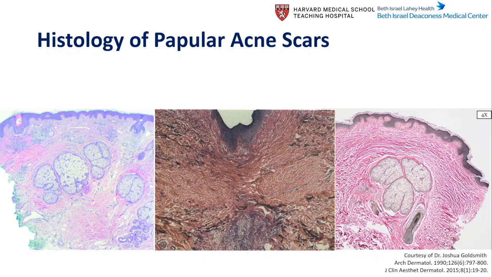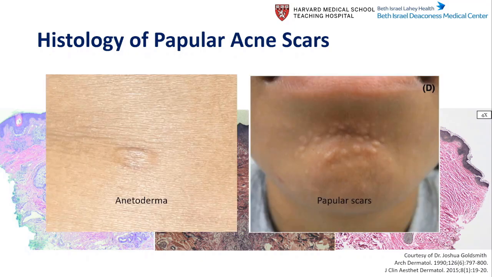The middle and the right side are Verhoeff-Van Gieson stain. You can see under the papular component, there are no black-colored elastic fibers. And we have a disease called anetoderma. People lose elastic fibers from various reasons, and they present with slightly raised soft papules.